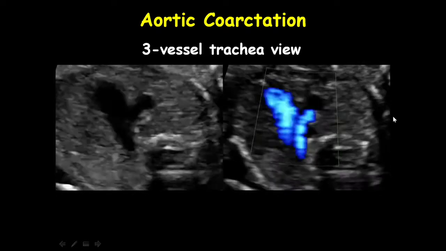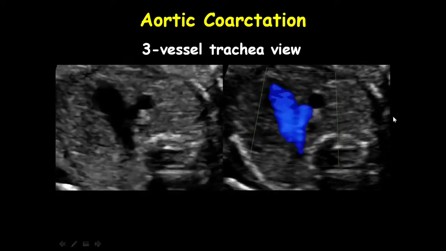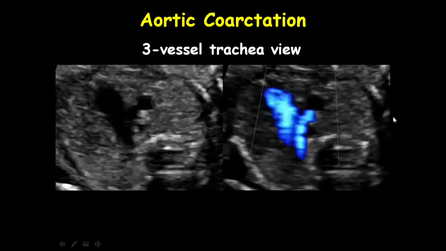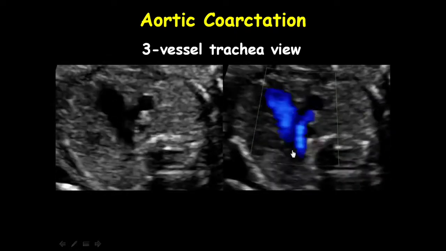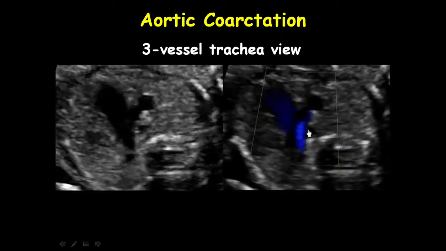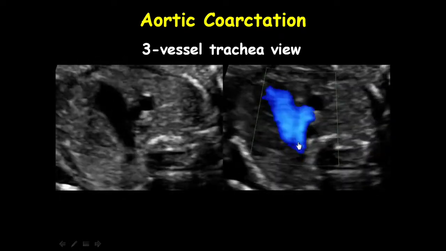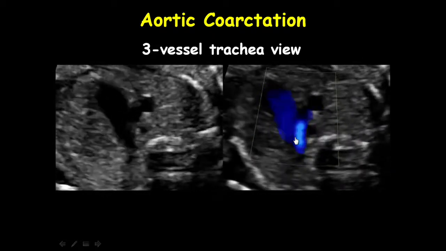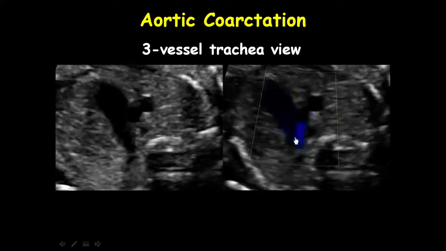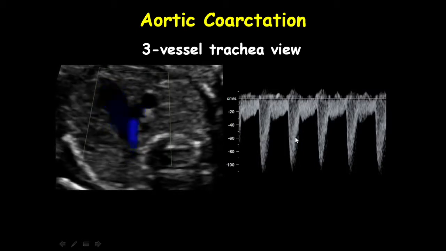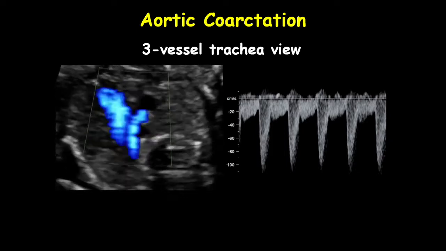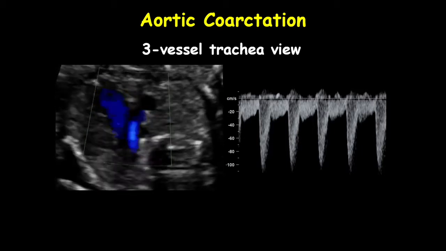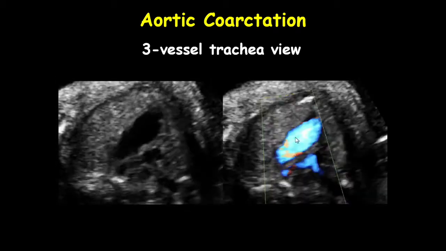Then we put color on. You can see here the 2D image of the three-vessel trachea view and the three-vessel trachea view with color Doppler. Even though the blood flow is still going in the same direction, you can see that the aortic arch in this view demonstrates a very high velocity turbulent flow that is suggestive of tubular hypoplasia of this aortic arch. And the spectral Doppler could be very different, and there are several authors that recommend spectral Doppler of the aortic isthmus in differential diagnosis for coarctation, so that could be an additional marker for diagnosis of that pathology.